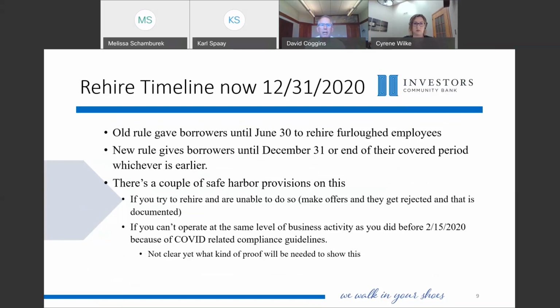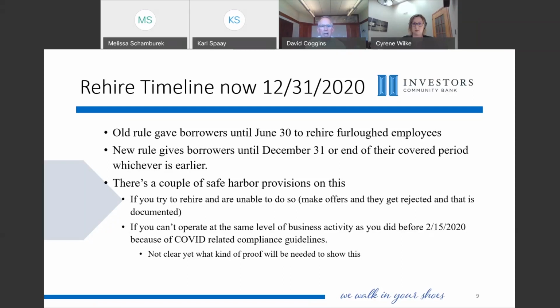Another change was that the rehire timeline has now been moved out to December 31 or the end of the covered period. The old rule gave you until June 30th. The new rule gives you until December 31. So that's important. If you had some real significant impacts and had to furlough people, that gives you a lot longer time to bring them back. There are a couple of safe harbor provisions on this particular rule as well. If you try to rehire and you can't, people said, I'd rather take the unemployment, I got another job, and you just can't bring the workforce back. You make those offers, they get rejected, and all of that is documented, then you can qualify for a safe harbor on this particular provision. You wouldn't have your forgiveness reduced.